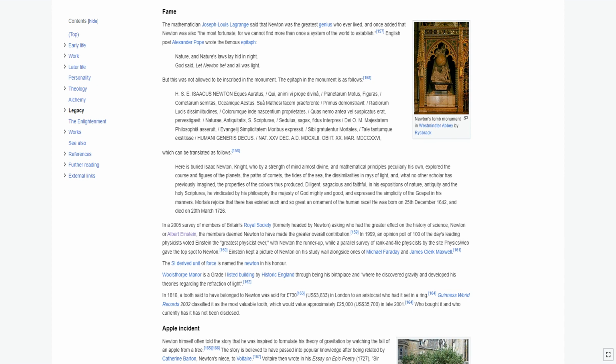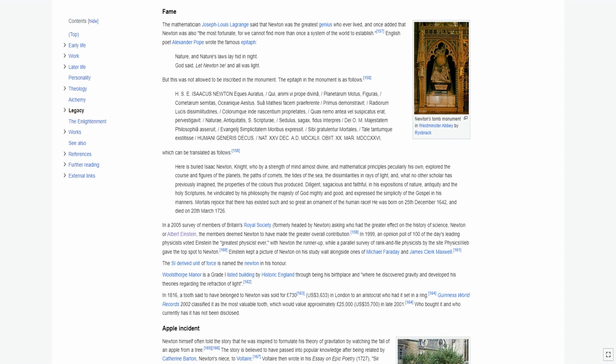The epitaph in the monument is translated as follows: "Here is buried Isaac Newton, knight, who by a strength of mind almost divine, and mathematical principles peculiarly his own, explored the course and figures of the planets, the paths of comets, the tides of the sea, the dissimilarities in rays of light, and, what no other scholar has previously imagined, the properties of the colors thus produced.